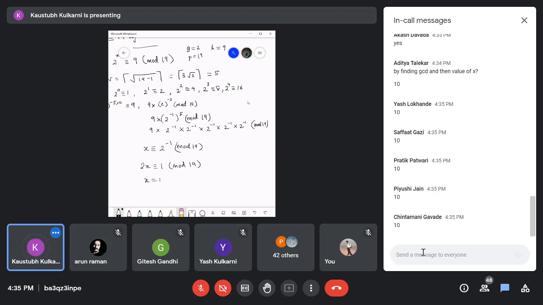So x is 10. Now we have 9 into 10 raised to 5 mod 19.